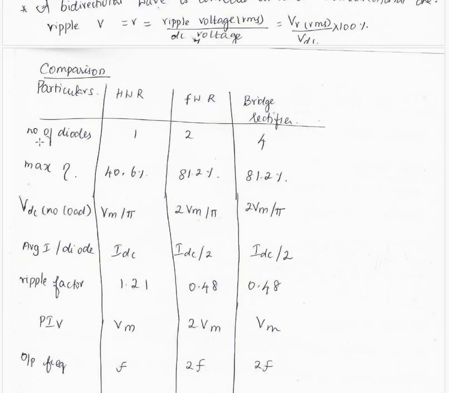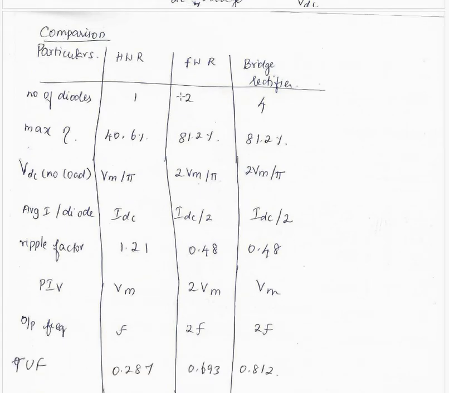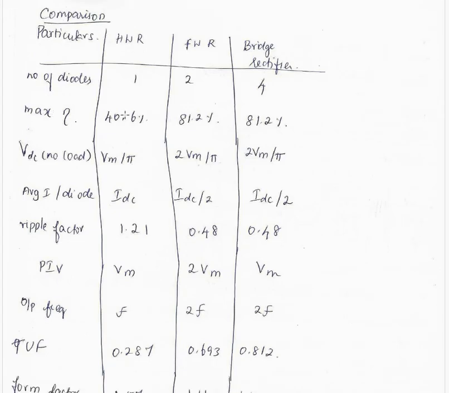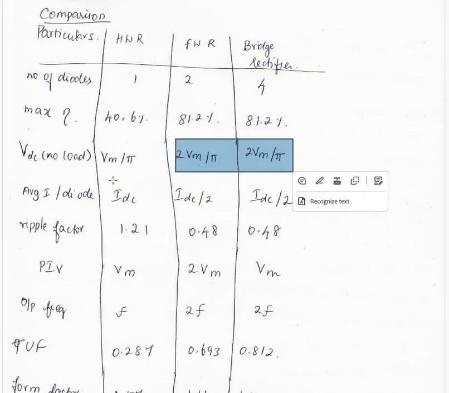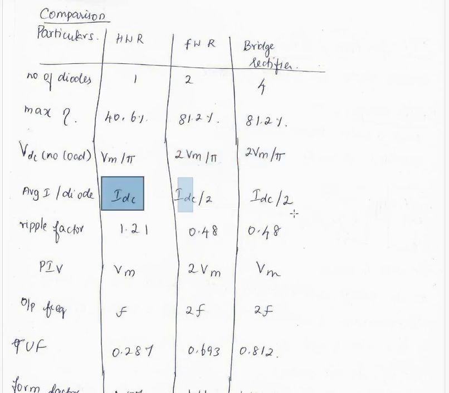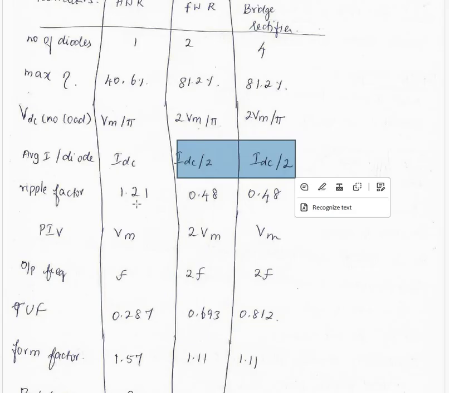So on comparison, the number of diodes used in half wave rectifier is 1, full wave rectifier is 2, bridge rectifier is 4. Maximum efficiency is 40.6% in half wave rectifier and 81.2% in the other two. VDC is Vm by pi in half wave rectifier and 2Vm by pi in full wave and bridge rectifier. Average current per diode is IDC here and IDC by 2 in full wave and bridge rectifier.